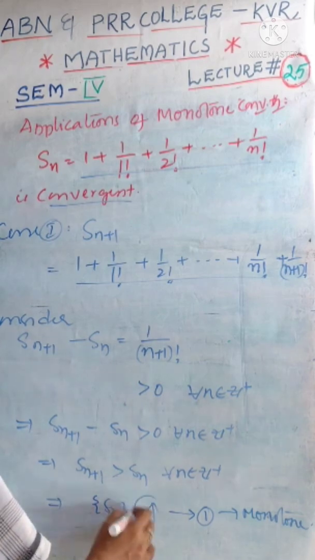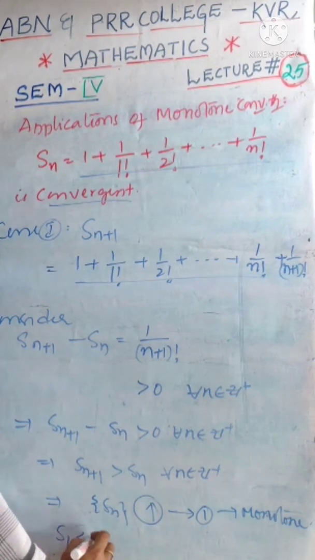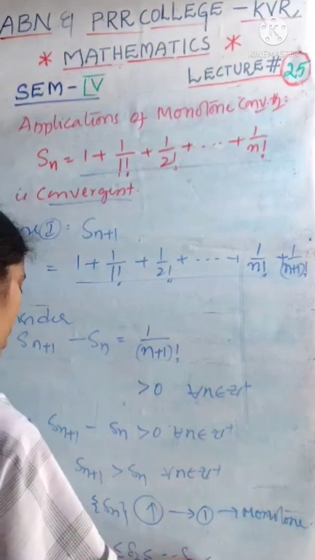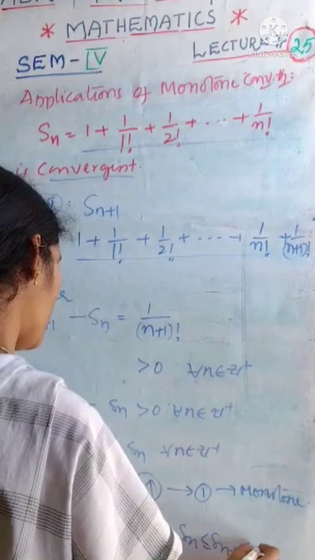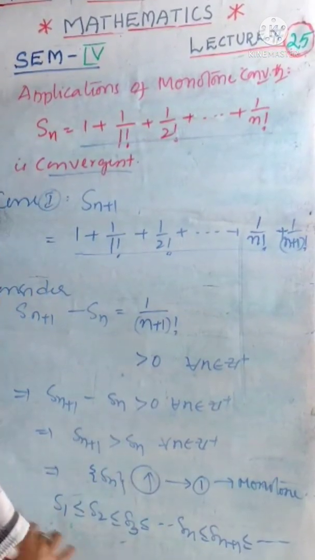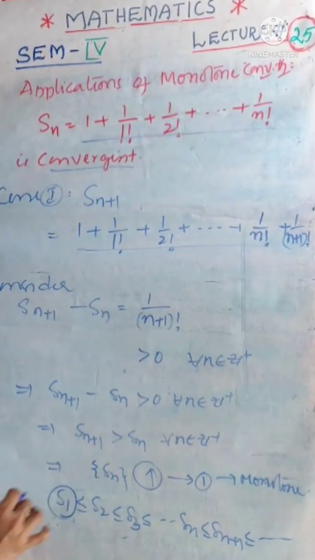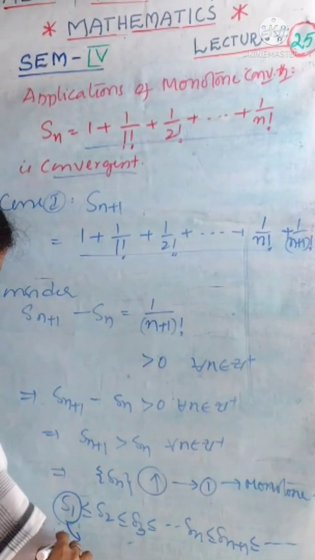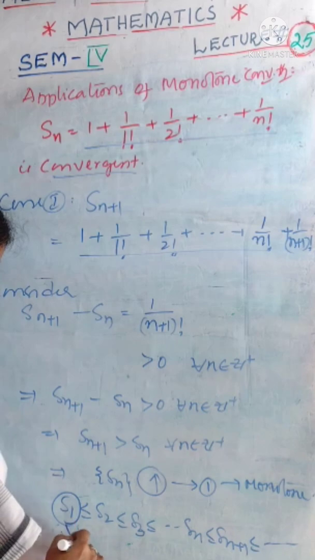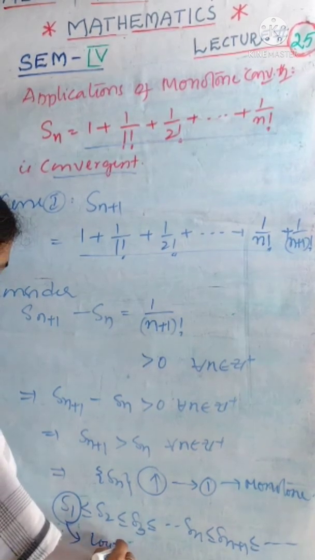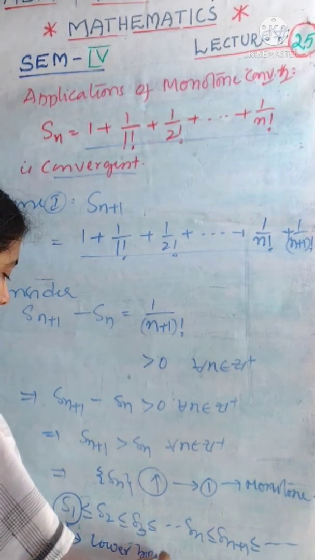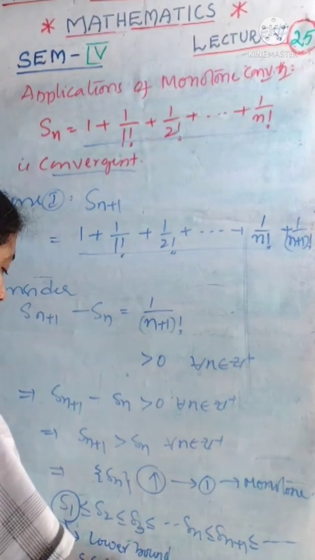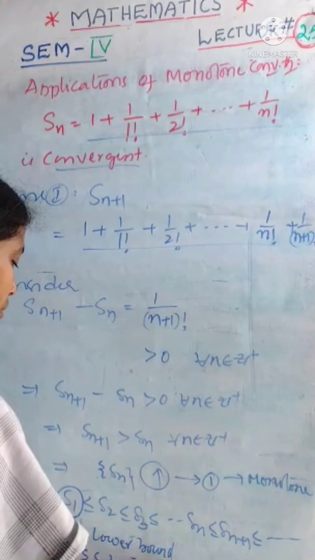Now let us write the increasing definition. The terms are like this: S1, S2, S3 and so on. Sn is less than or equal to Sn plus 1 and so on. Among these terms, which one is the smallest one? It is the S1. All terms are more than S1, then S1 is the lower bound. That means our sequence is bounded below.